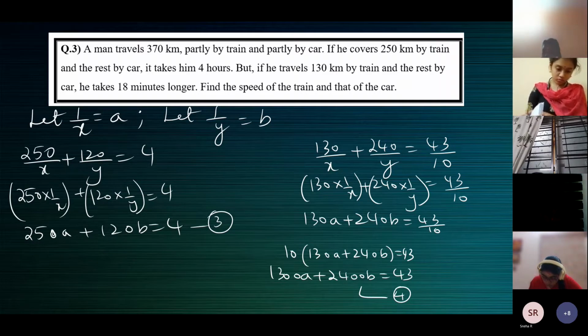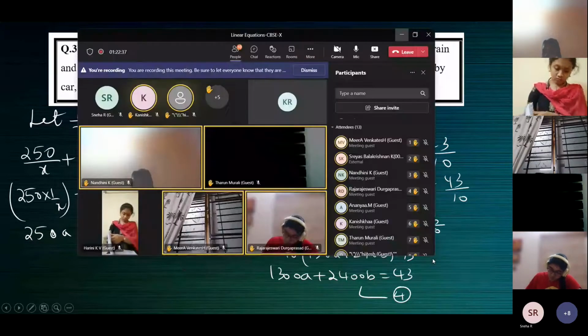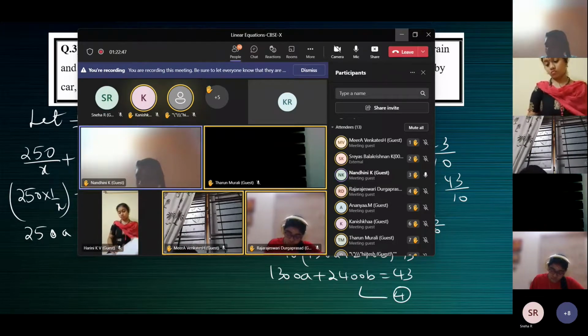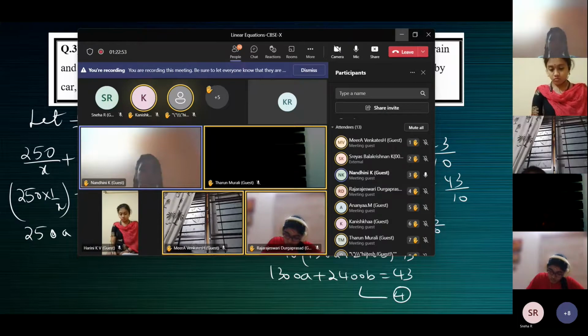What's up, children? Ma'am, got the answer, ma'am. Yes, Nandini. What are you getting for x and y? Ma'am, I got x is equal to 100 and y is equal to 80, ma'am. Very good. Which method you used? Cross multiplication method. Very good.